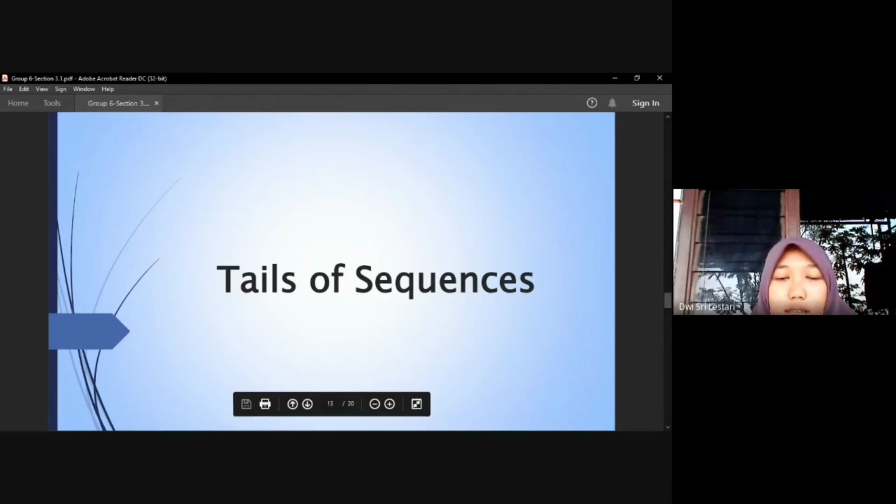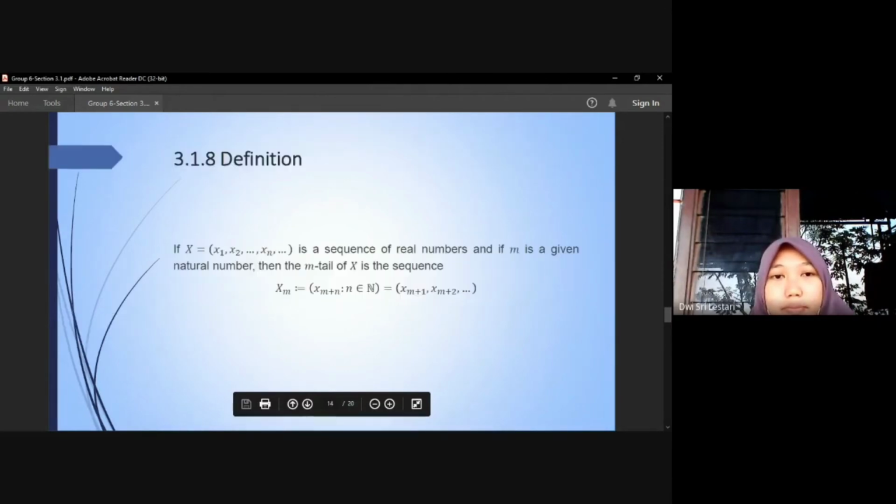Next is tails of a sequence. With definitions: if X = (x1, x2, ..., xn, ...) is a sequence of real numbers, and if m is a given natural number, then the m-tail of X is the sequence Xm = (x_{m+n} for n in the natural numbers) = (x_{m+1}, x_{m+2}, ...).